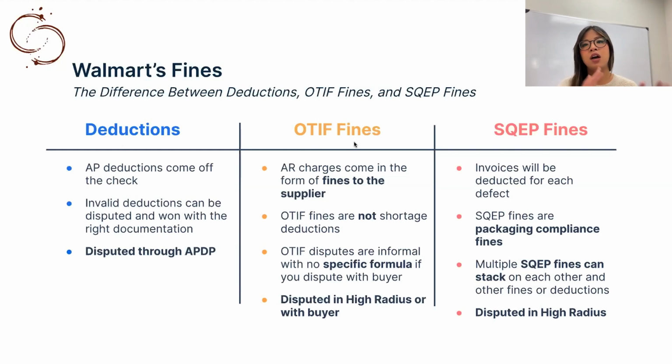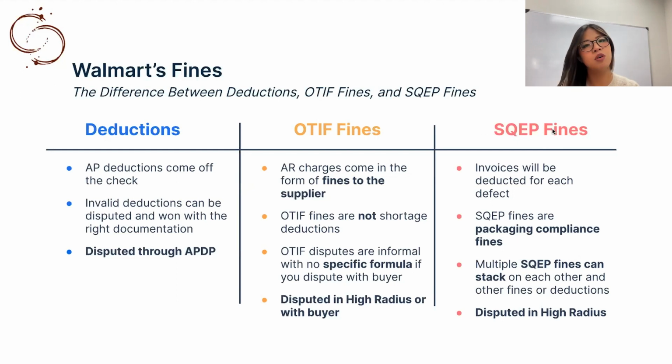OTIF fine, on the other side of that, is a compliance fine, and it's when Walmart actually invoices you for the fine. Usually for any sort of AR compliance fines, Walmart is going to have an arbitrary set of rules. So for example, for OTIF, it's 98% on time in full. And if you don't hit that 98% on time in full, then you get invoiced for a 3% cost of goods fine on any of the non-compliant cases.